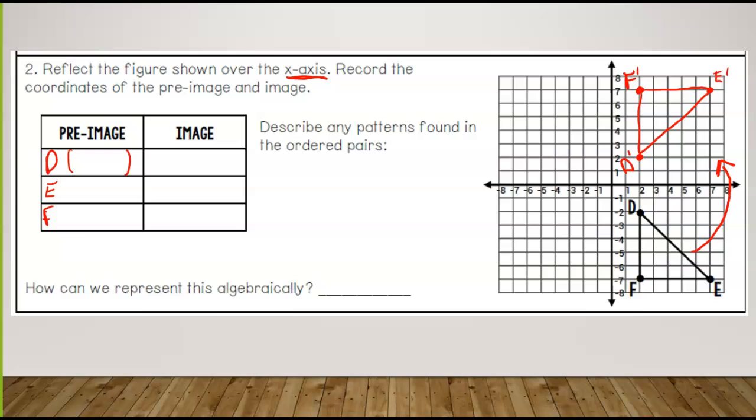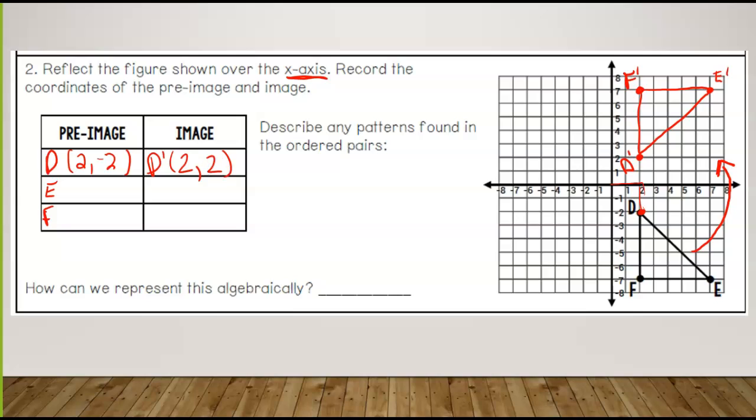Help her out. Help him out. Okay, do you see that? When we started at the origin, we went over to, down to D. So it would be 2, -2. Now, what would D prime be across the x-axis? Yes. 2, 2.